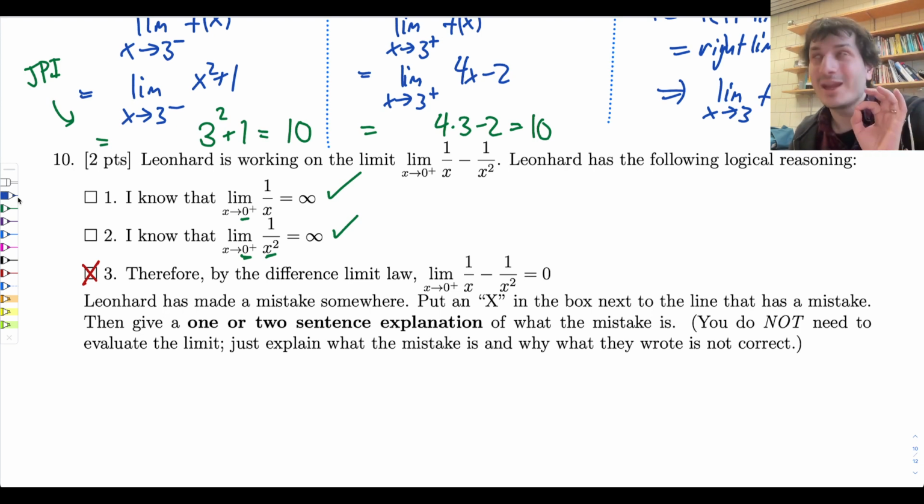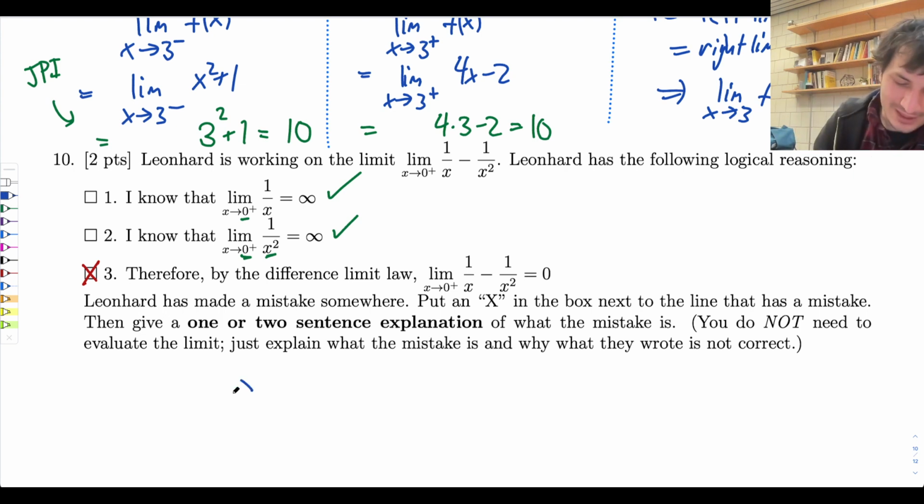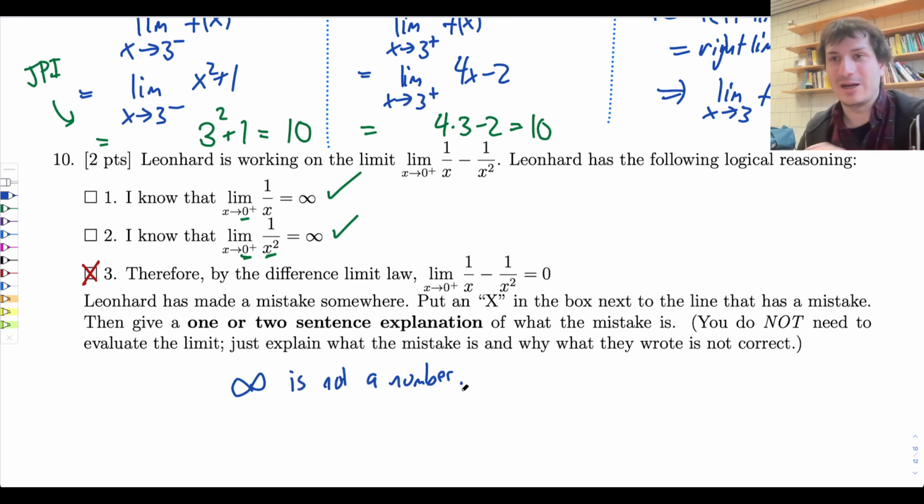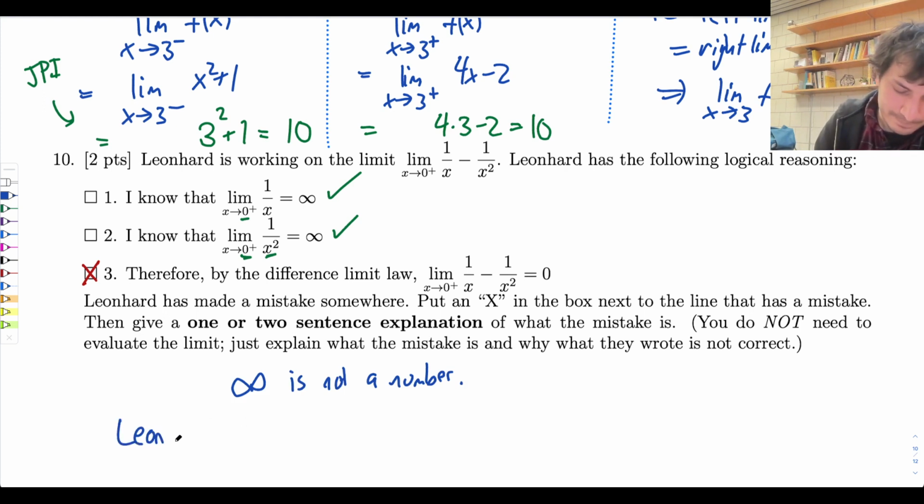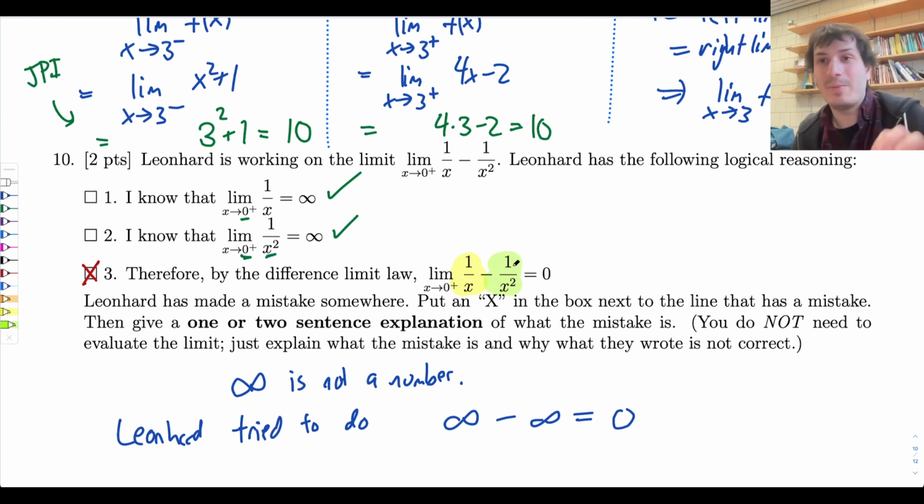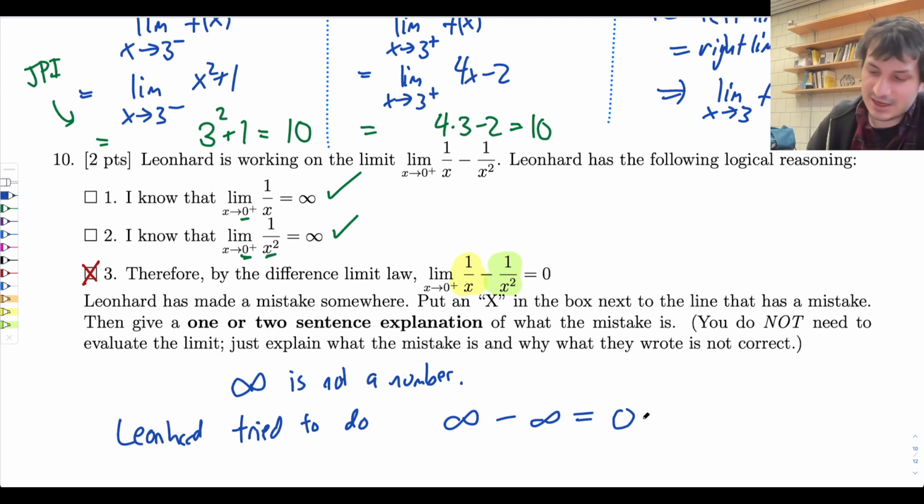Here is the thing I think one student wrote that got full marks on the explanation. You can write, infinity is not a number. This would receive full marks in the way we graded it. And the reason is because Leonard tried to do infinity minus infinity equals 0, right? So he's trying to apply the limit law, and he's doing the limit of one thing minus the limit of the other thing. But by the first 2 things he said, those limits are both infinity. So Leonard is doing infinity minus infinity equals 0, but infinity is not a number.